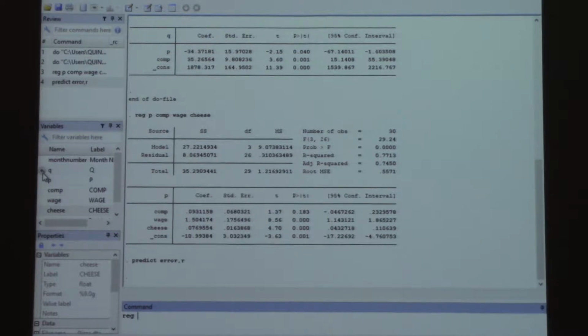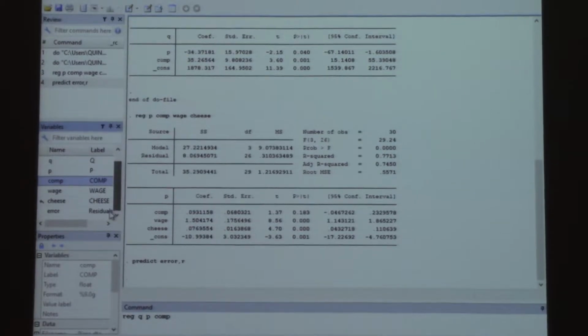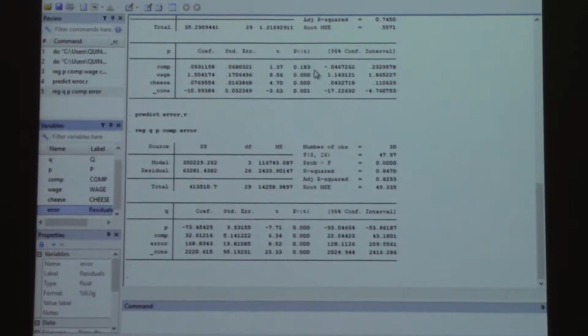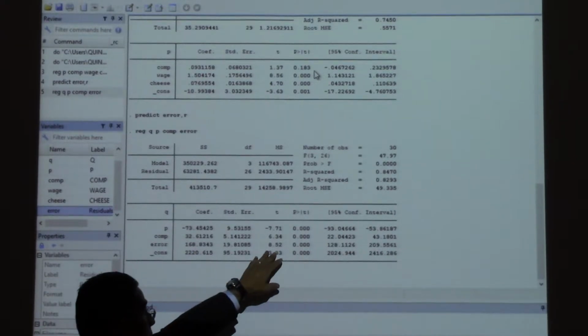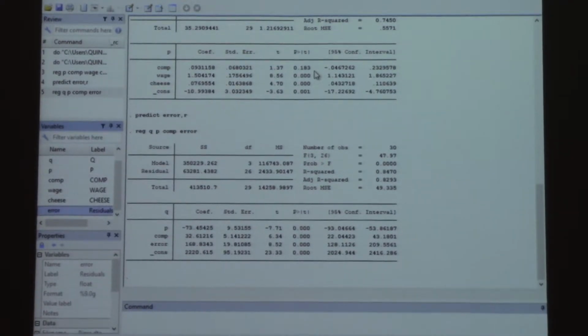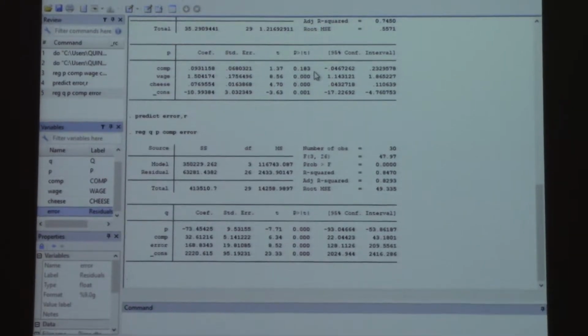Regress Q, P, comp, error. Okay. Coefficient is 168. T-stat of 8.5. It's statistically significant. Remember, it's an error term. It's not supposed to have any valuable information, yet it's apparently predictive in our demand equation. So this Hausman test is really just a t-test on the error term. It appears we have some endogeneity. So we're going to use instrumental variable regression.